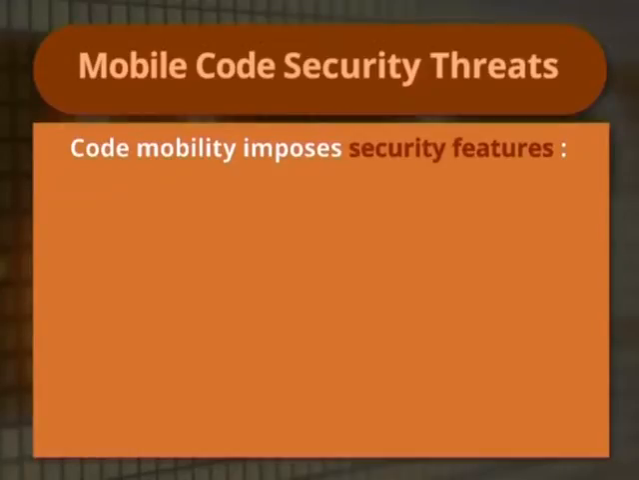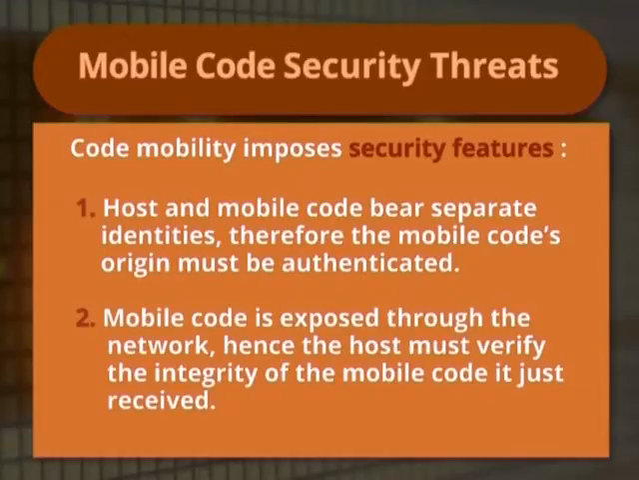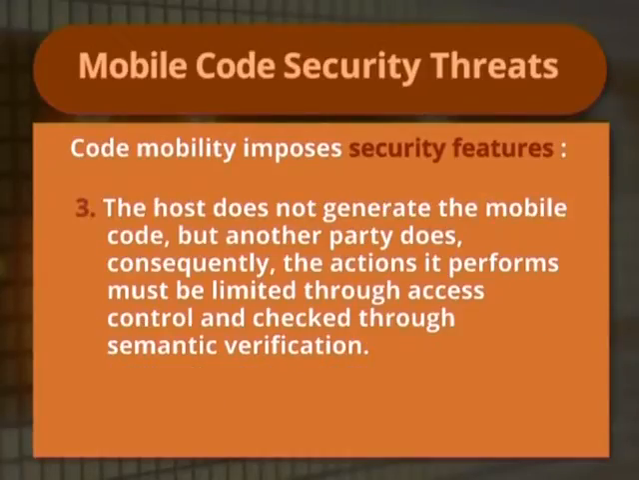When protecting a host from potentially malicious code, code mobility imposes some security features. Number 1, host and mobile code bear separate identities, therefore the mobile code's origin must be authenticated. Number 2, mobile code is exposed through the network, hence the host must verify the integrity of the mobile code it just received. Number 3, the host does not generate the mobile code, but another party does. Consequently, the actions it performs must be limited through access control and checked through semantic verification.